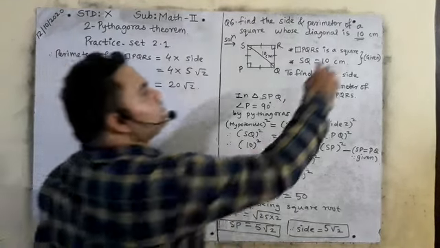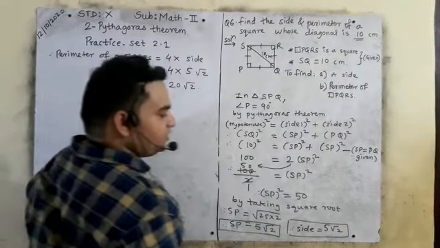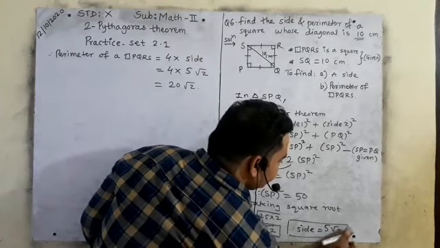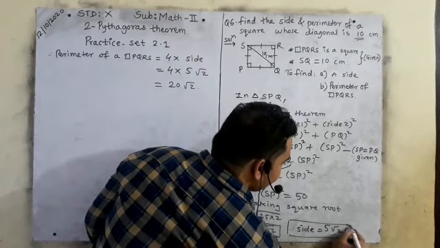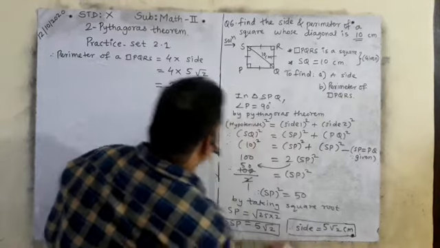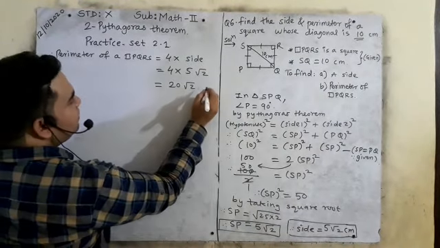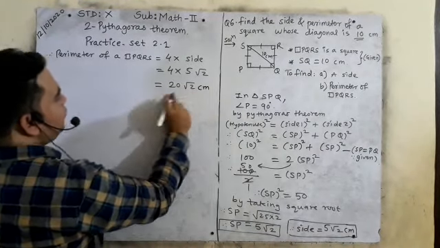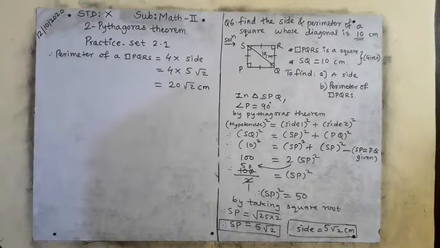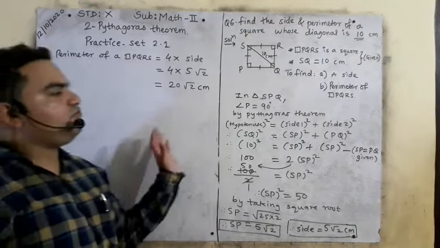In this question, the unit is given, that is centimeter. So you have to write here centimeter. 5 square root 2 centimeter. And here also the perimeter of square PQRS will be 20 square root 2 centimeter. Is it clear? So this is how you have to find.